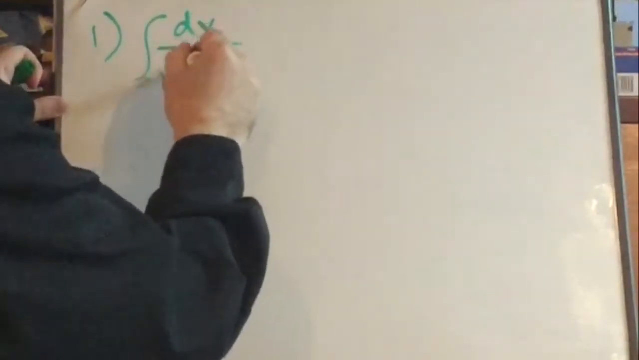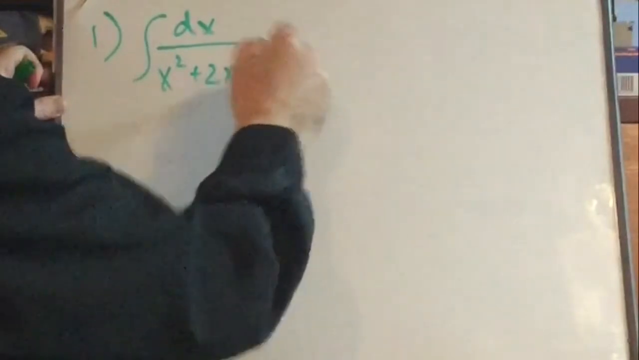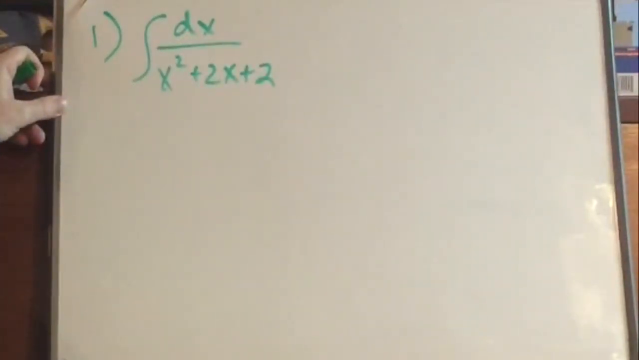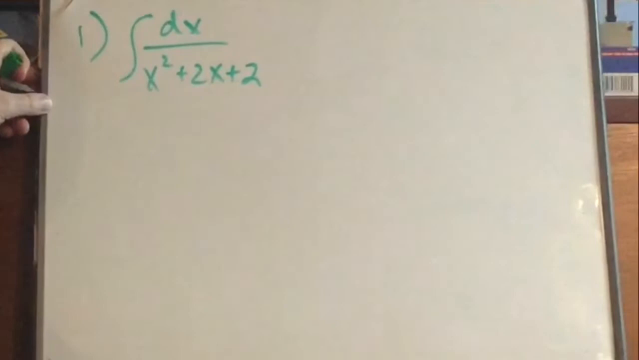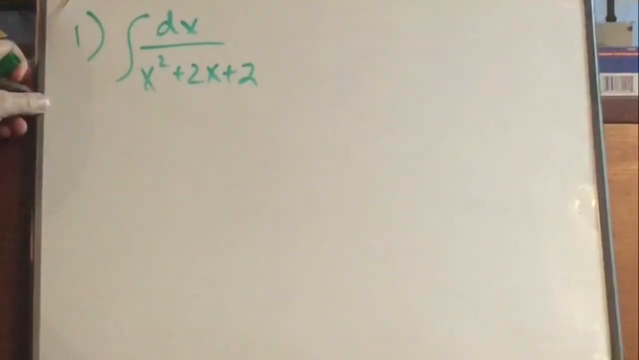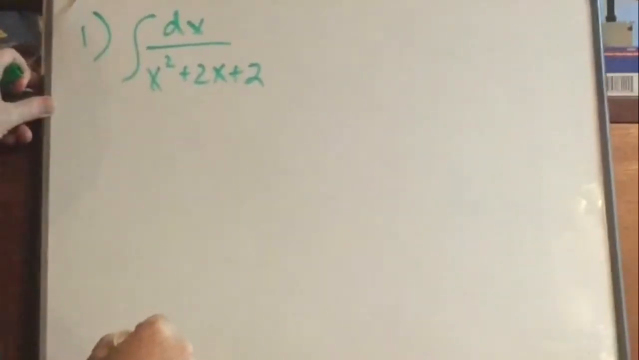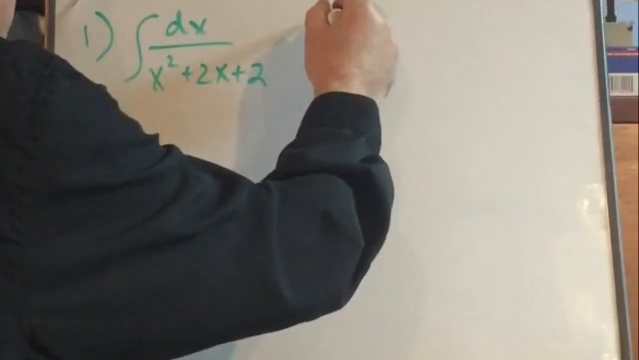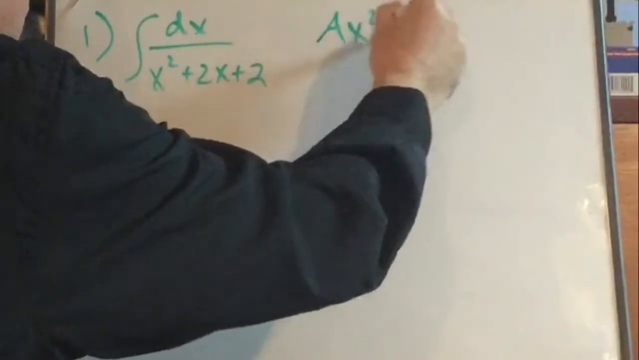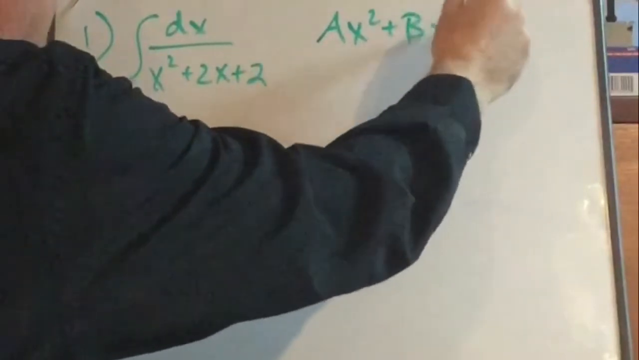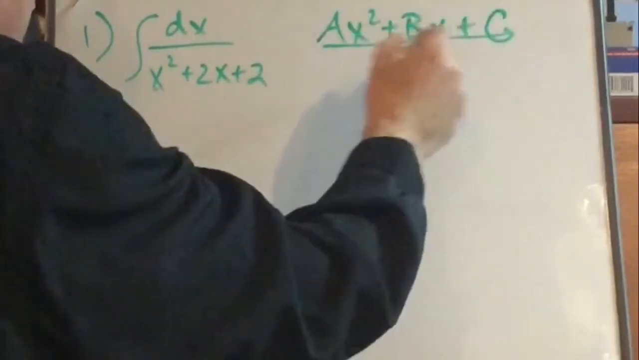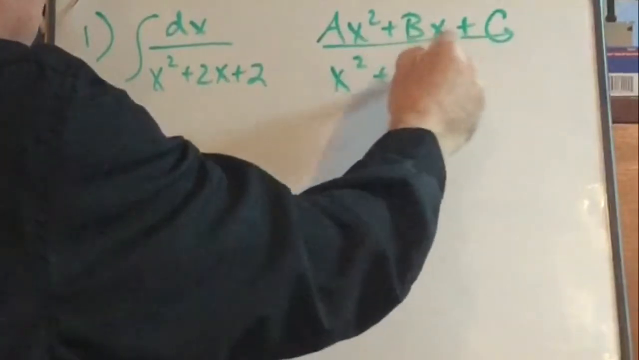Example number 1 on the practice worksheet. The integral of dx over x squared plus 2x plus 2. The denominator of this fraction is a quadratic trinomial because it has the highest power of 2. So I'm going to review the process for completing the square. Your quadratic equation is in the form ax squared plus bx plus c, and it's x squared plus 2x plus 2.